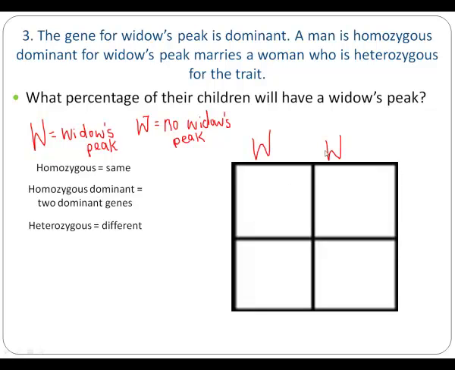Right away we know that all of his children are going to have widow's peak. Just like with the pea plants, one of the parents is homozygous dominant, so the only gene that that parent can pass on is the dominant gene. So in this case, that's widow's peak. For the woman, she's heterozygous, which means different, so she's got a capital W and a lowercase w. So all of the children will have widow's peak 100%. 50% of them are homozygous dominant and 50% of them are heterozygous.